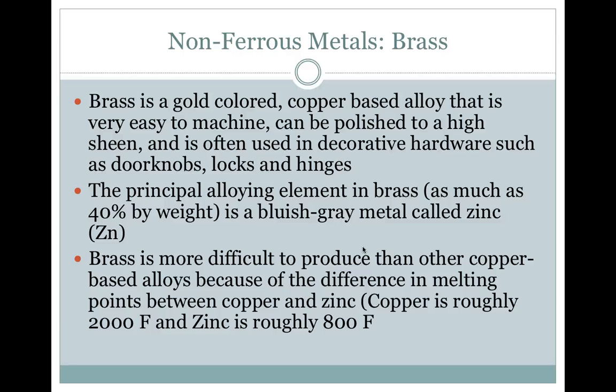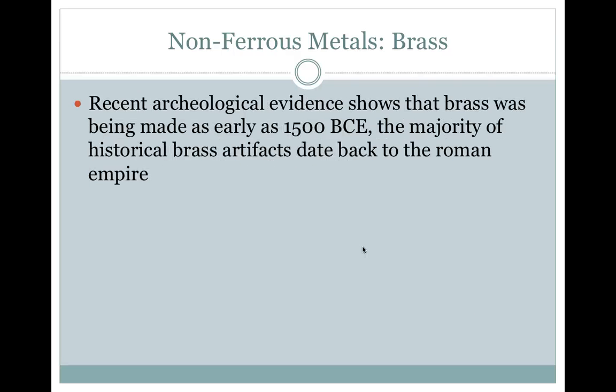Brass is more difficult to produce than other copper-based alloys because of the difference in melting points between copper and zinc. Copper is roughly 2000 degrees Fahrenheit, and zinc is roughly 800 degrees Fahrenheit. Recent archaeological evidence shows that brass was being made as early as 1500 BCE. The majority of historical brass artifacts date back to the Roman Empire.